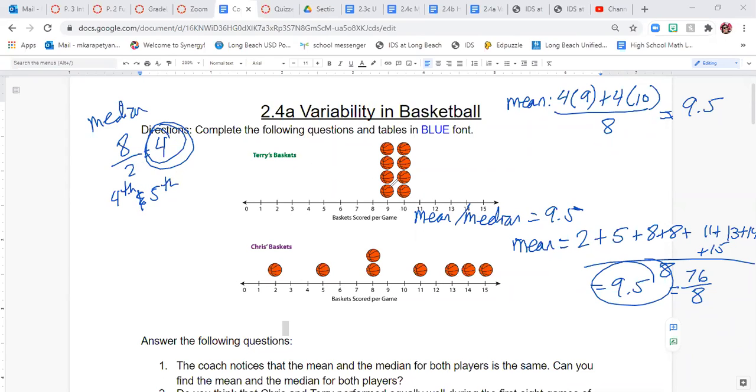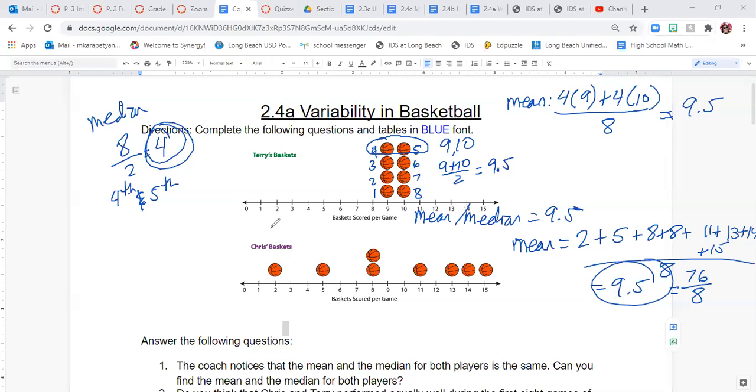So what does that mean here? Over here for Terry, this is 1, 2, 3, and 4, and then 5, 6, 7, and 8. So the 4th and 5th terms, the 4th is a 9, and the 5th term is a 10. So 9 and 10, I have to average them, and I get 19 over 2, which is 9.5.